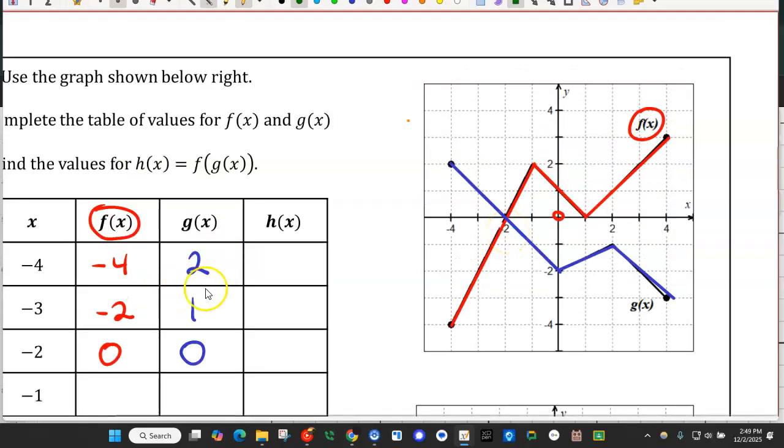So how do we find the h of x, right? The composition. So we're taking 2, and we're looking at where that is as an x value for f of x. So if I go to 2 and I look at f of x, I can see I get 1.